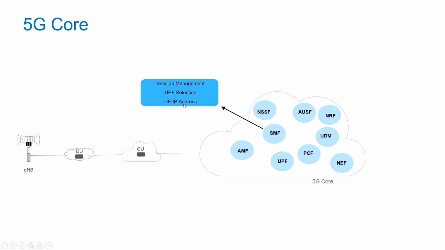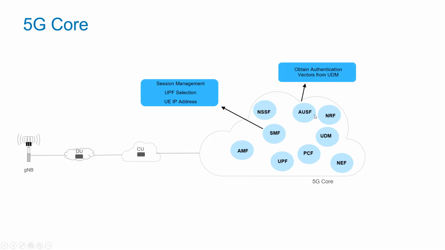If you compare this with the 4G EPC network, this function was basically split. The session management and the S gateway allocation was mainly the function of the MME, and the IP address allocation was the function of the P gateway, right? But this was combined in the 5G core, and these functions are part of the SMF networking element.